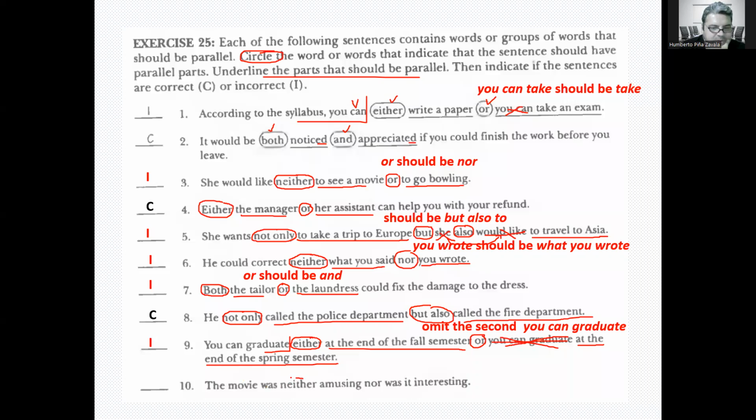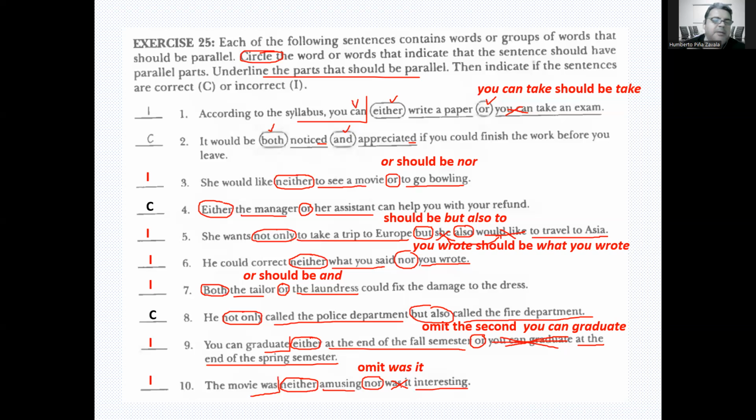The movie was neither amusing nor interesting. Yep, that's what I thought. I had to omit this because this is before the verb conjunction. The movie was neither amusing nor interesting. Adjective and adjective. This is extra.